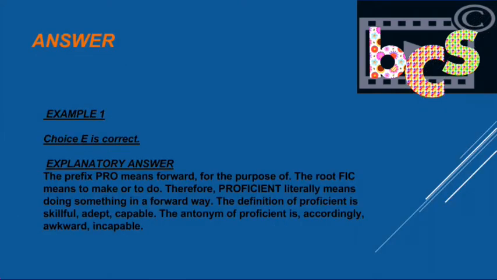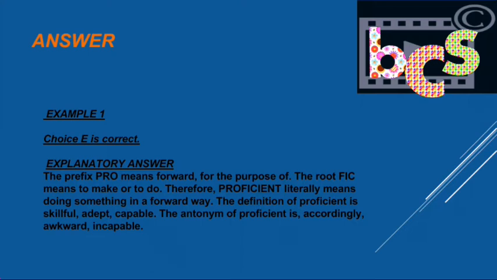Example 1. Choice E is correct. Explanatory answer. The prefix PRO means forward, for the purpose of. The root FIC means to make or to do. Therefore, proficient literally means doing something in a forward way. The definition of proficient is skillful, adept, capable.